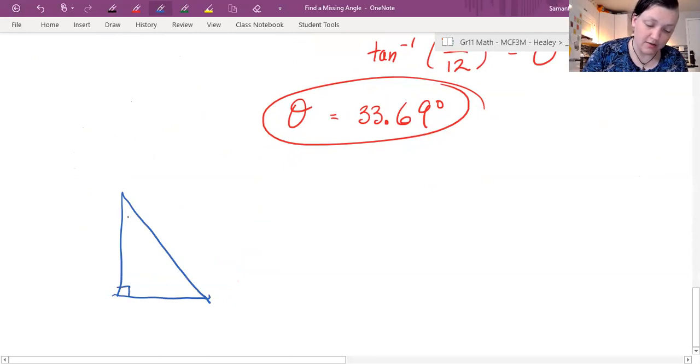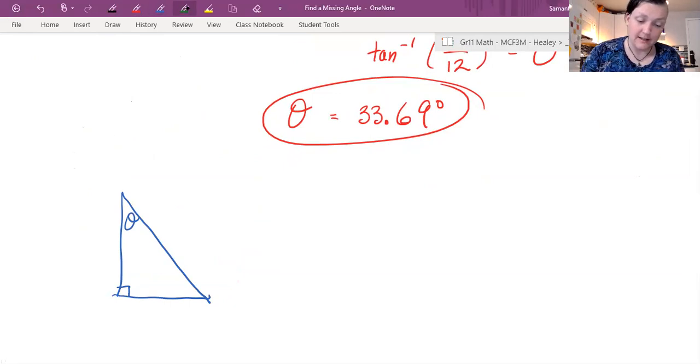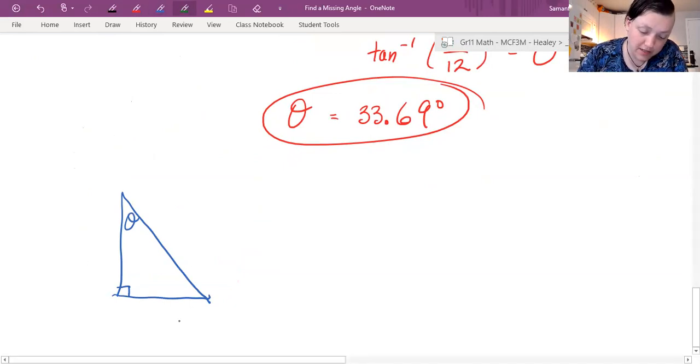And I wanted to know that angle. And I had the following measurements for the sides.